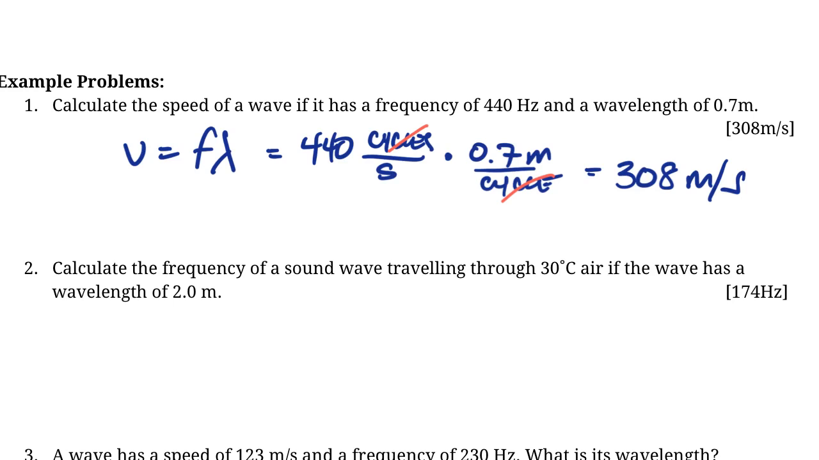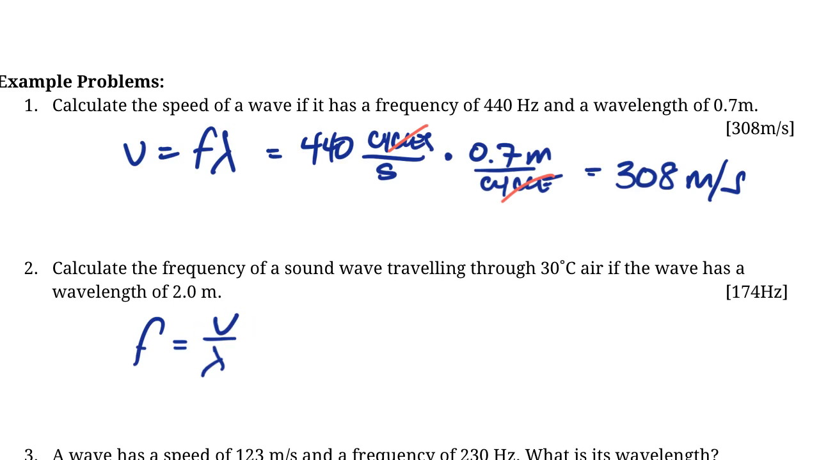Okay, so in this question, we're looking for frequency. If we rearrange the wave equation, we get that frequency equals speed over wavelength, if I just divide both sides by wavelength. We know the wavelength of the wave, it's given in the question, but we're missing the speed.